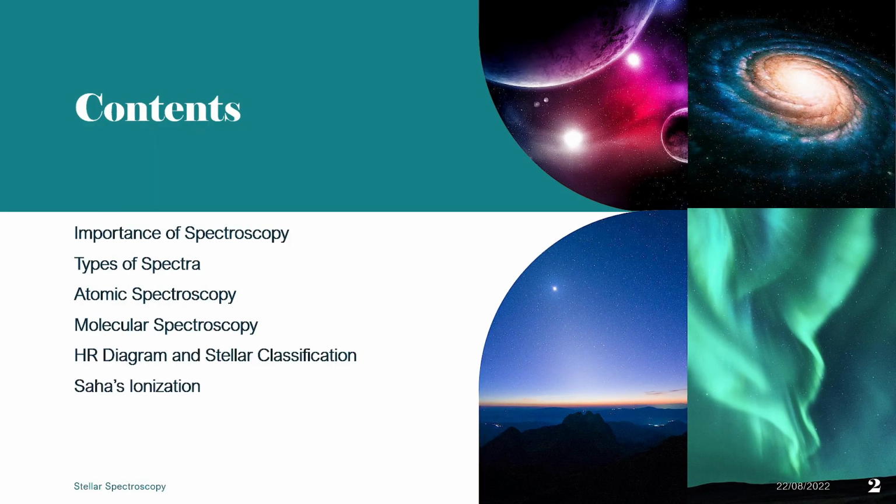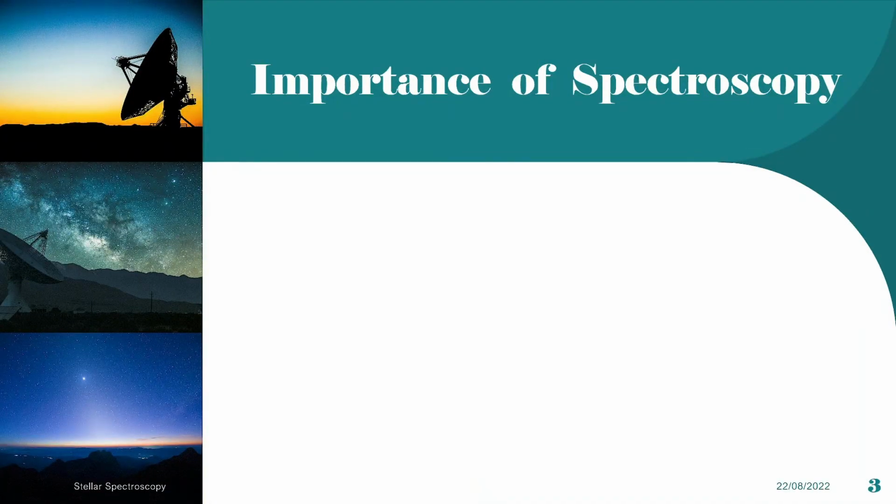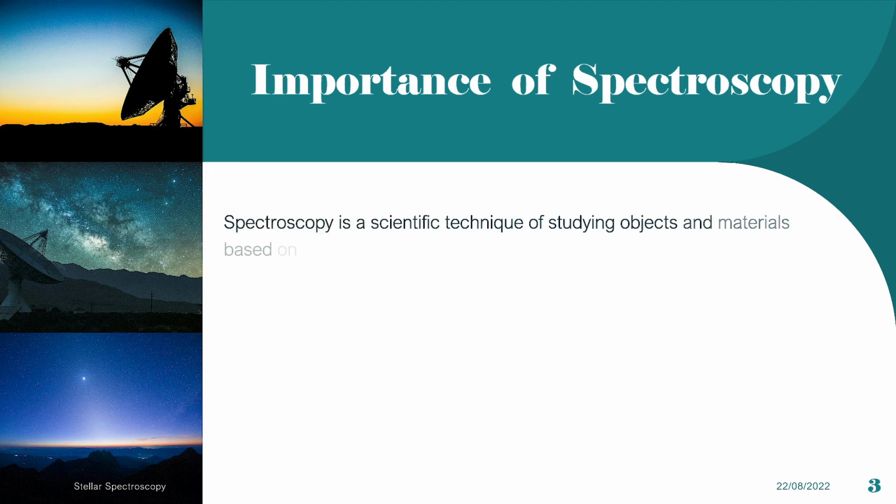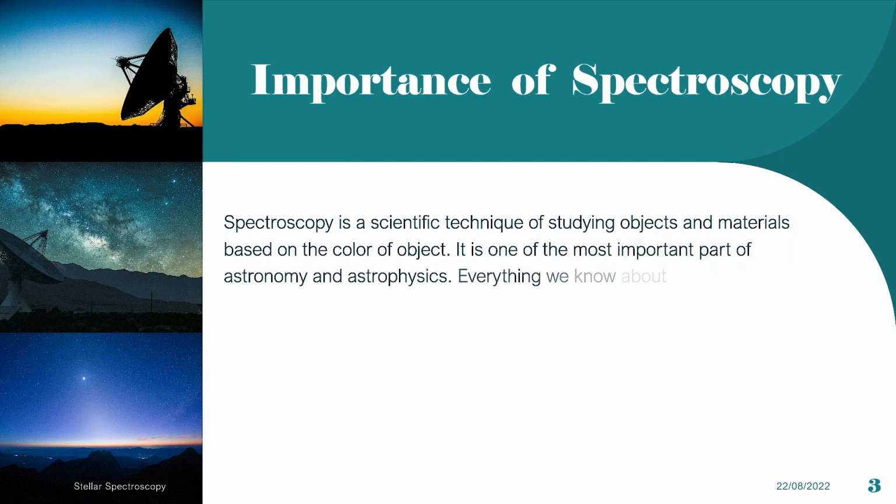The contents which I will be covering today are listed here, as you can see. Now come to the importance of spectroscopy. Spectroscopy is a scientific technique of studying objects and materials based on the color of the object. It is one of the most important parts of astronomy and astrophysics.